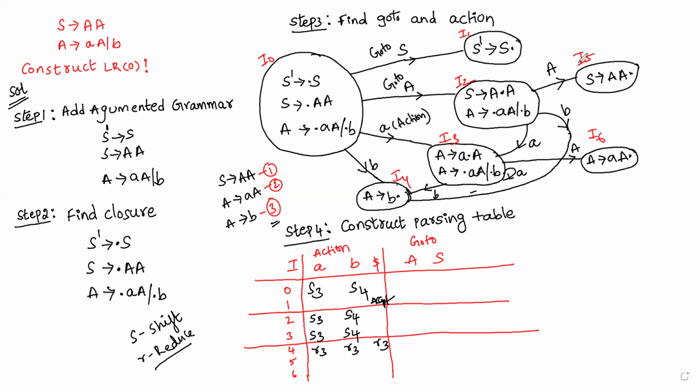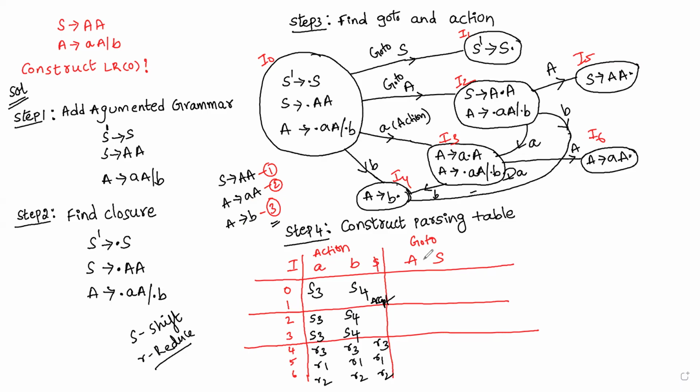Okay, friends. Next you see I5. S tends to AA dot. This belongs to the first production only. That's why you should write R1, R1, R1. Next, I6. A tends to aA dot. This appeared at I6, the second production. So write R2, R2, R2.